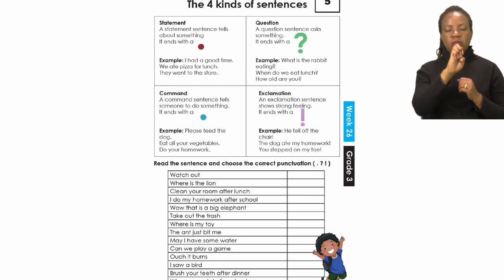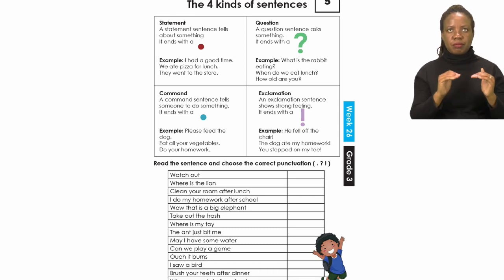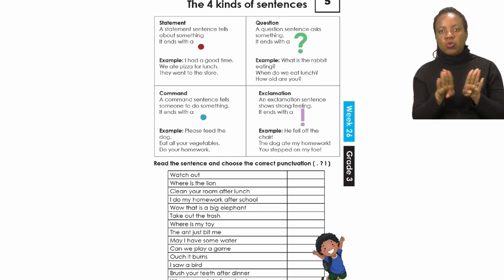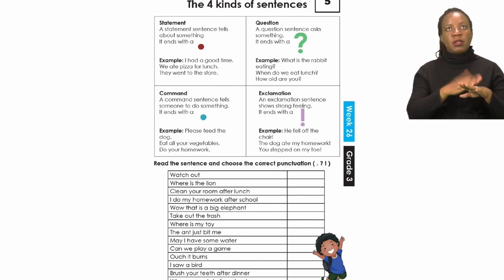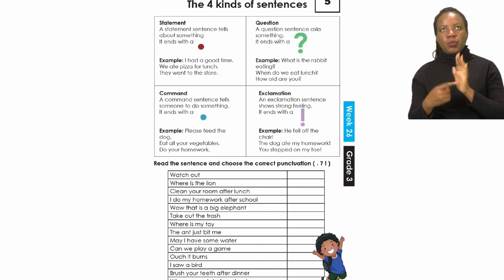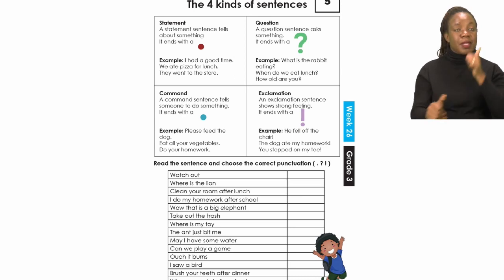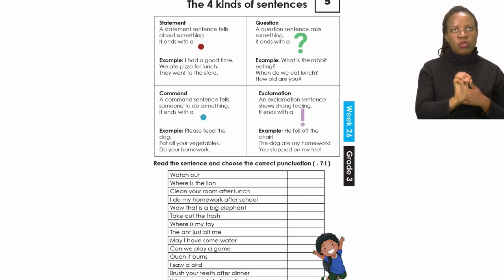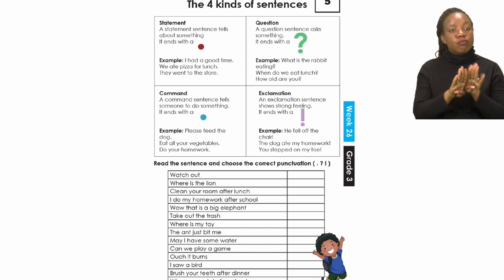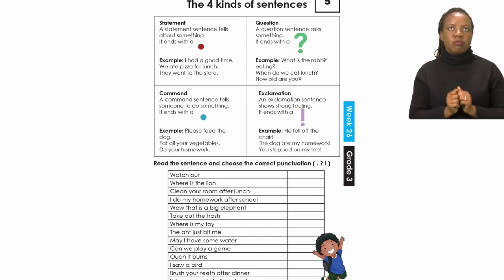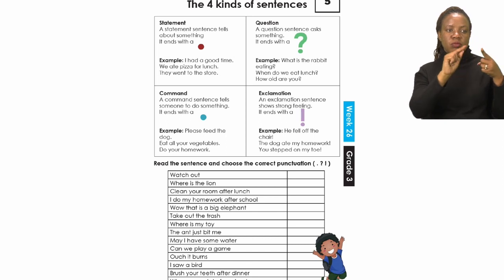Another kind of sentence is a command. Now, a command sentence tells us someone is doing something. This one also ends with a full stop. Here are a few examples. Let's read them together. Please feed the dog. Eat all your vegetables. Do your homework. Now, as you can see, both the statement and the command use a full stop. Let's move on to the other types of sentences.